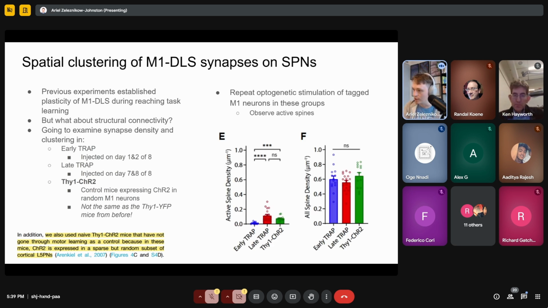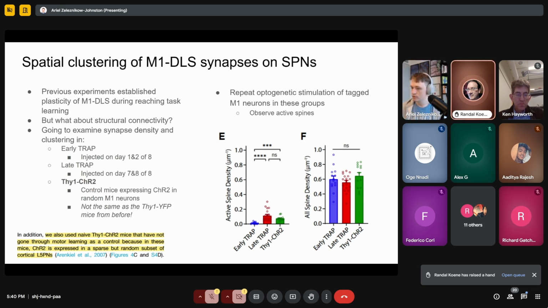And just finally, to give you a sense of the activity levels, as Ken was just talking about before, if you look at the active spine densities, you can see it's pretty high in those late trapped neurons. It's pretty low in the early trapped neurons. And for the Thy1-channelrhodopsin-2, just like the random labeling of some M1 neurons, you still get a pretty robust response from the DLS neurons when you're just stimulating a random population of motor cortex neurons. So that's what's indicated there in green. Meanwhile, on the right, you can see the spine density remains pretty similar in the DLS for all of those different groups.